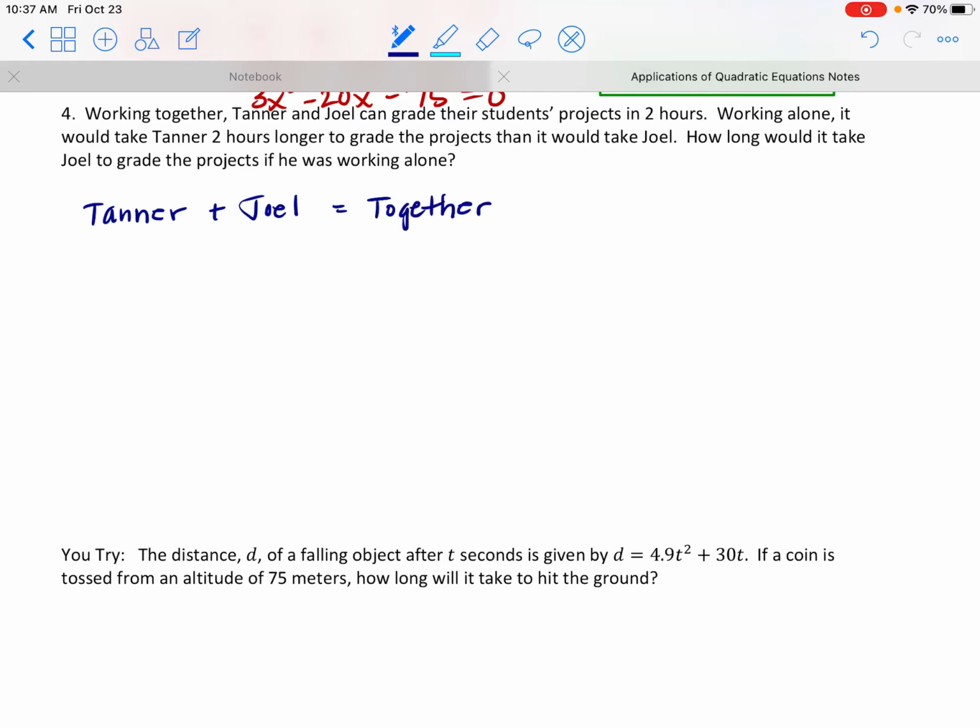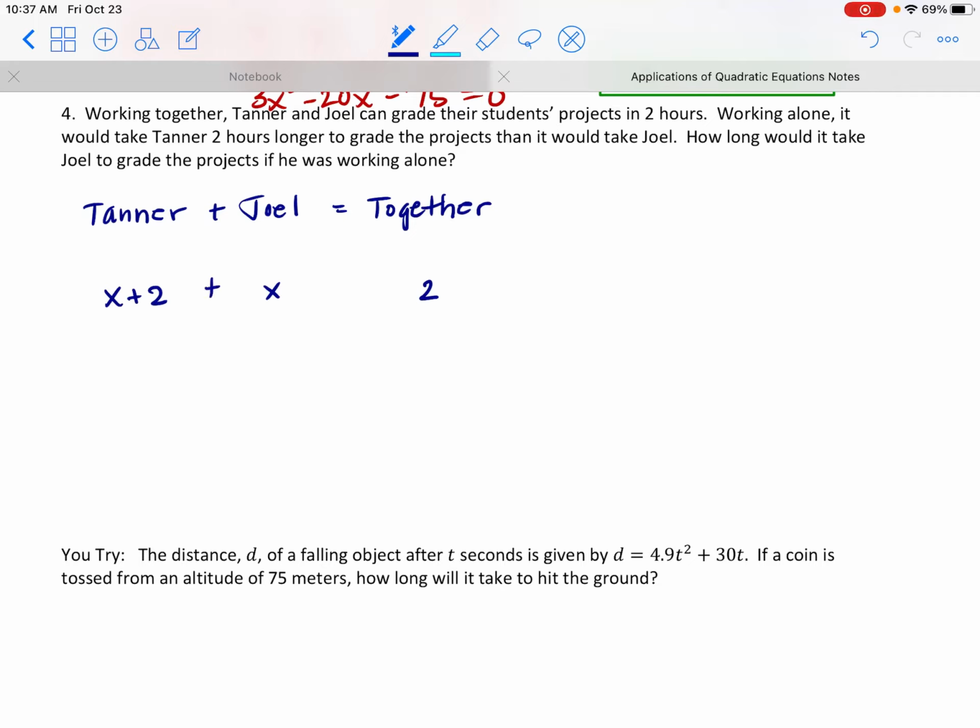So we are given that working together, they can grade their students' projects in 2 hours. I'm going to put 2 hours over here for the together. Working alone, it takes Tanner 2 hours longer to grade the projects than it takes Joel. And Joel, we have no idea how long it takes him. So Joel is going to be our variable. We're going to put x there for Joel. Tanner takes 2 hours longer, so we're going to put x plus 2 here for Tanner.